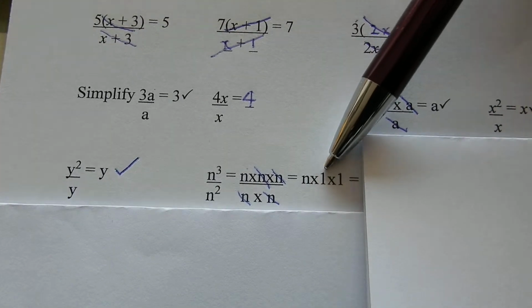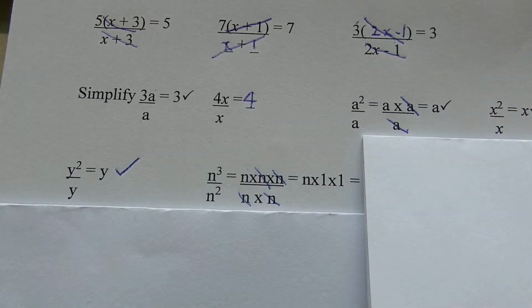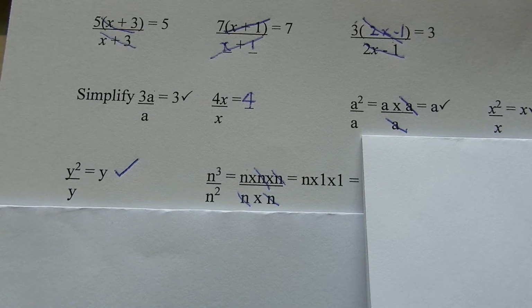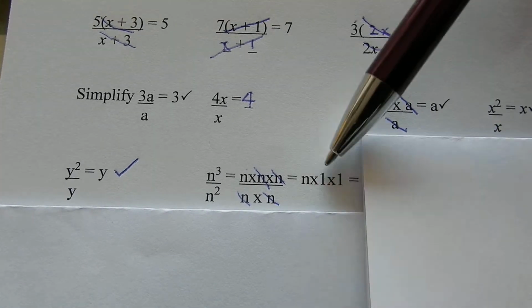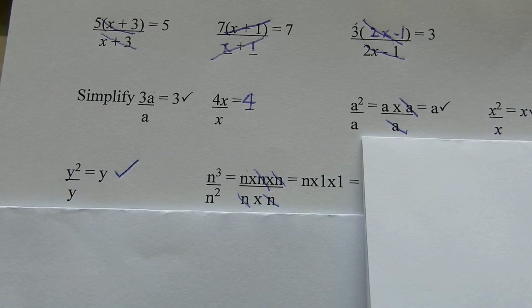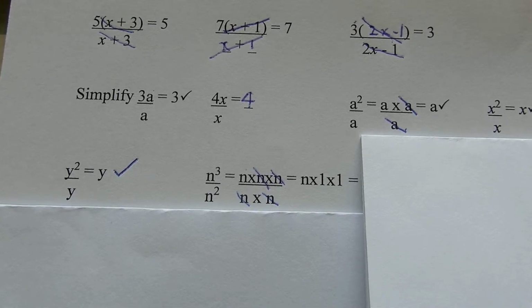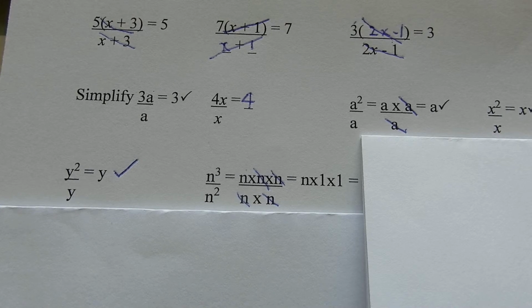5 times 1 times 1. 5 times 1 is 5. Times 1 again is still 5. It works for all numbers, so it works for all letters. You can pick any number you like. I prefer to use 2s and 5s and 3s because they're easier.